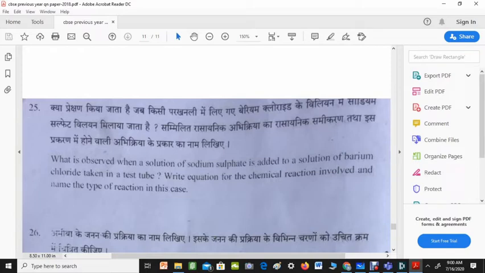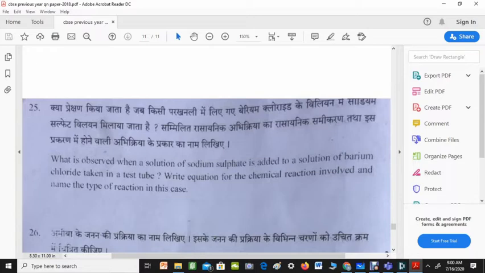Today we are going to discuss more questions from chemical reactions and equations. This is the 2018 question paper. I'm going to discuss question number 25. The question is, what is observed when a solution of sodium sulfate is added to a solution of barium chloride taken in a test tube? Write the equation for the chemical reaction involved and name the type of reaction in this case.